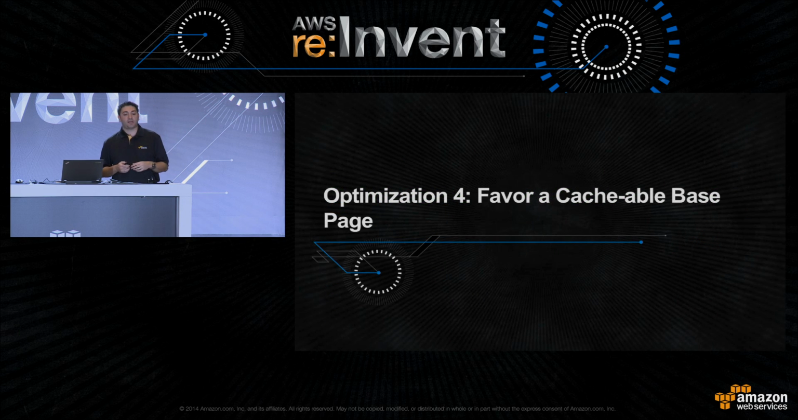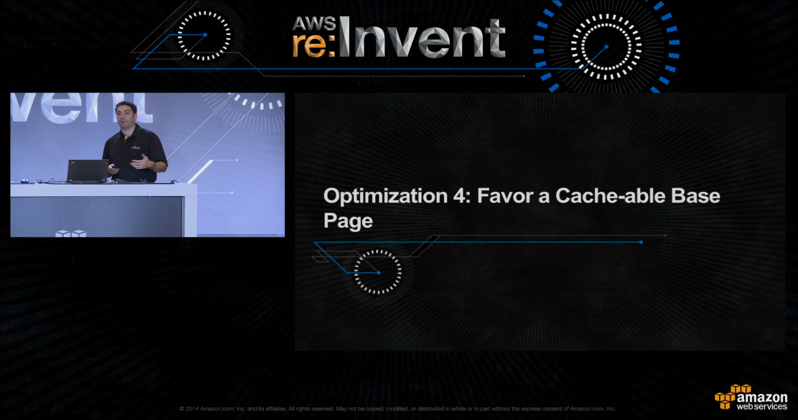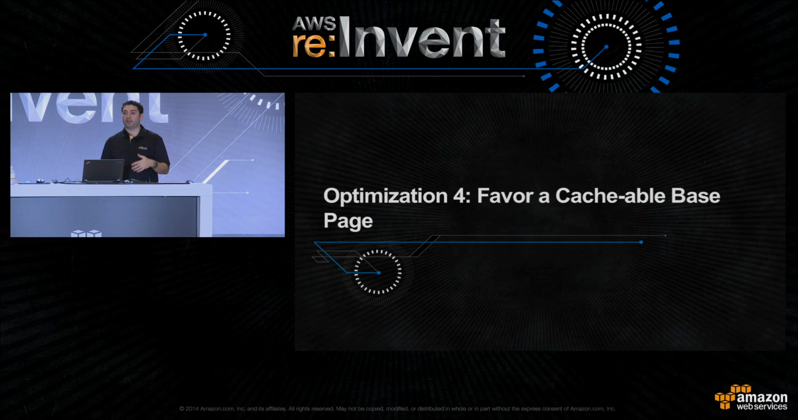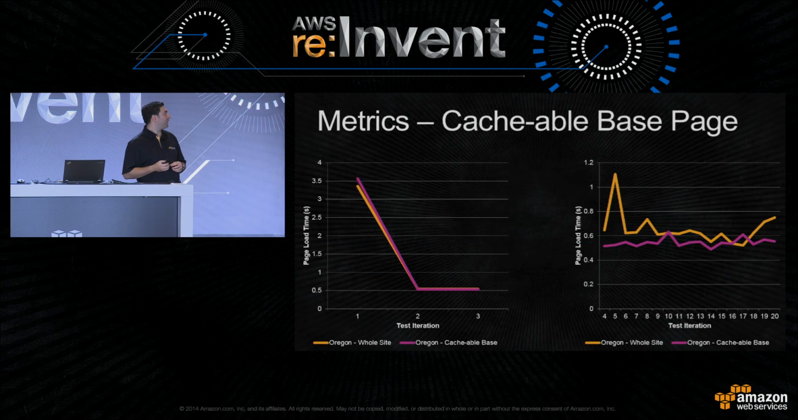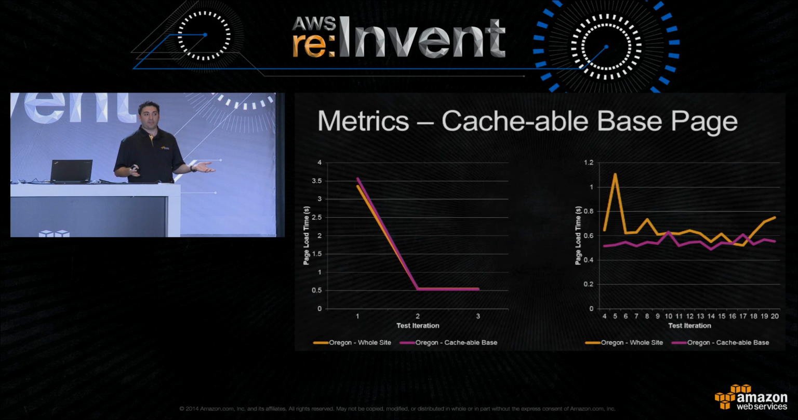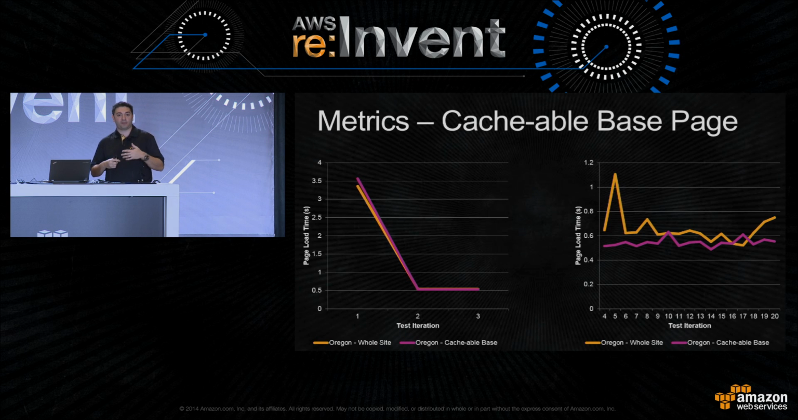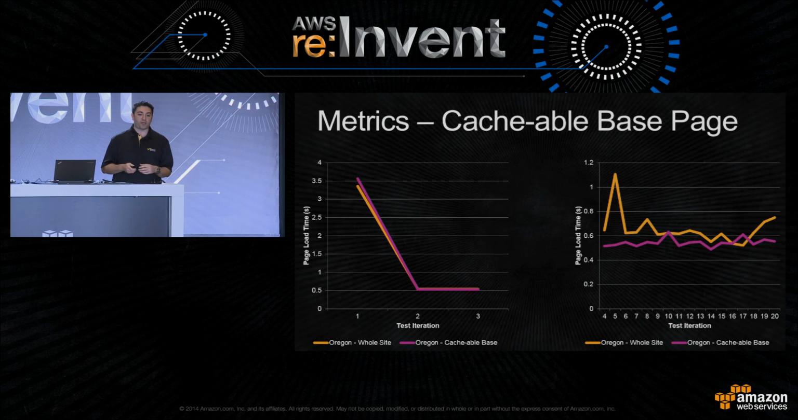All right, so the next optimization I want to talk to is flipping optimization 3 on its head, which is cache the base page, but make the API calls, the AJAX calls, more dynamic. Right? Let them take care of the dynamic stuff, but cache the base page. So looking at the numbers, does this matter? On the first hit, really no difference. And this makes perfect sense now because we've already gone through proxying the whole site. We're not getting any benefit out of caching here. So first hit is a wash.